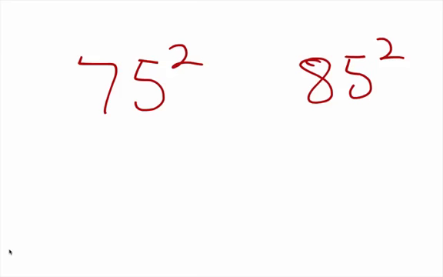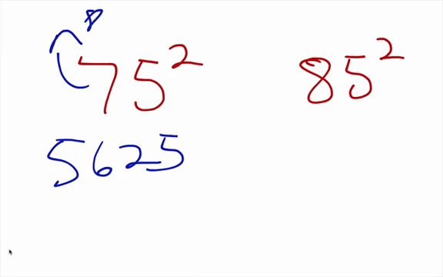Let's look at these two. I think you should get these. Go ahead. 75 squared is what? Boom. I'm sure you got it. 5625. So we went up to what? 8. Right? And 8 times 7 is 56. Then 5 times 5, or 5 squared, is 25.